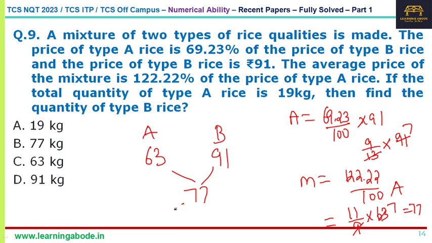The difference is 14. Here also the difference is 14. So what does this mean? A by B is equal to 14 by 14. So A and B are mixed in the ratio 1:1. Here it's given that type A rice is 19 kg. If they are mixed in the ratio 1:1, they are mixed equally, right? So if type A is 19 kg, then type B is also 19 kg. That's answer option A for question number 9.